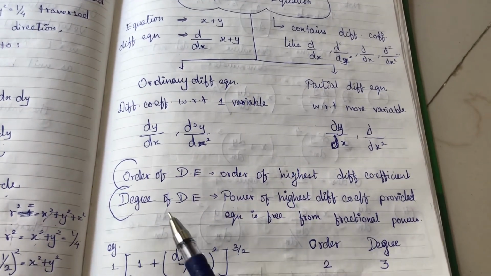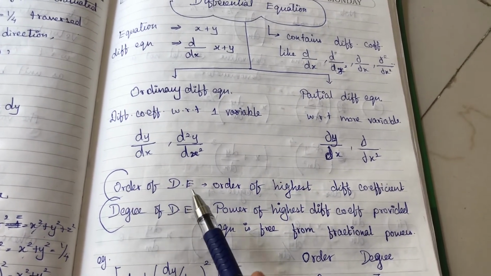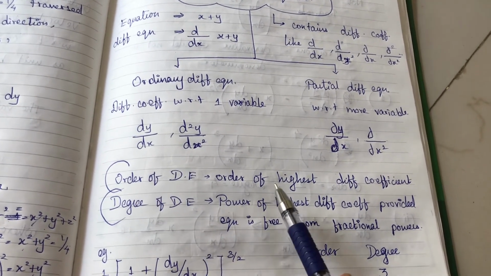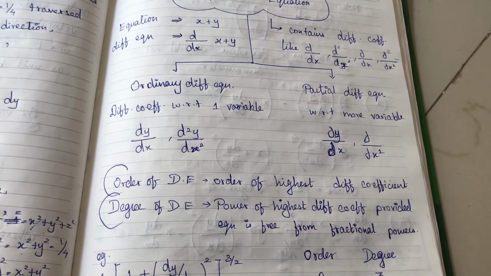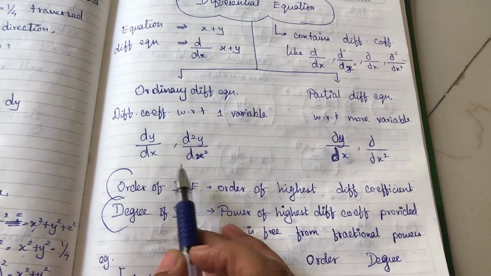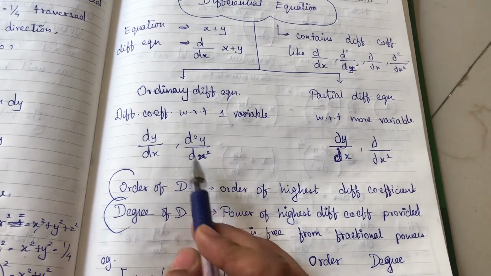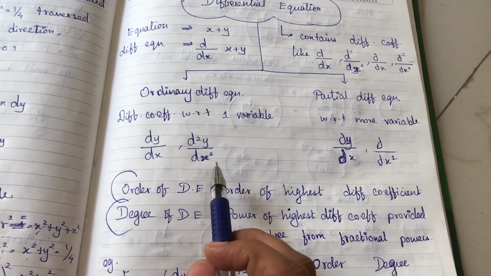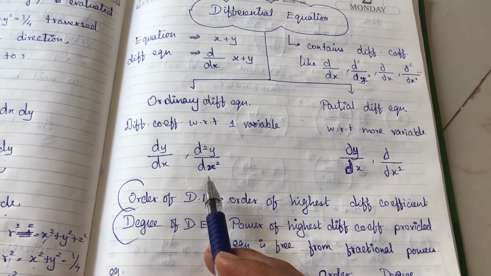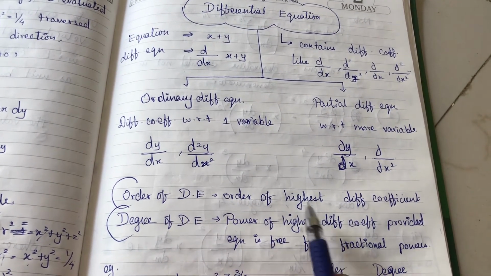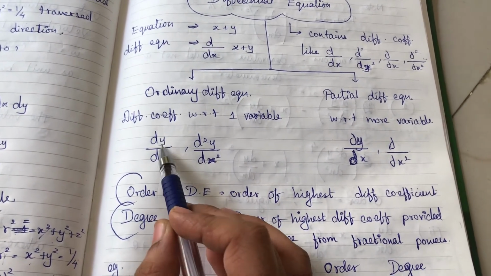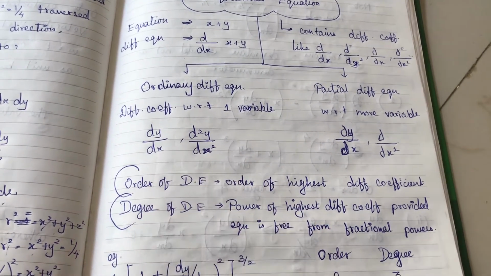Okay. So the order of a differential equation, we need to find the order means what? Order of the highest differential coefficient. Let's take this. Comparing these two, this is the highest coefficient. Okay, highest differential coefficient. What is the order here? The order of the highest differential coefficient. So the order is 2. Here the order is 1. Here the order is 2.